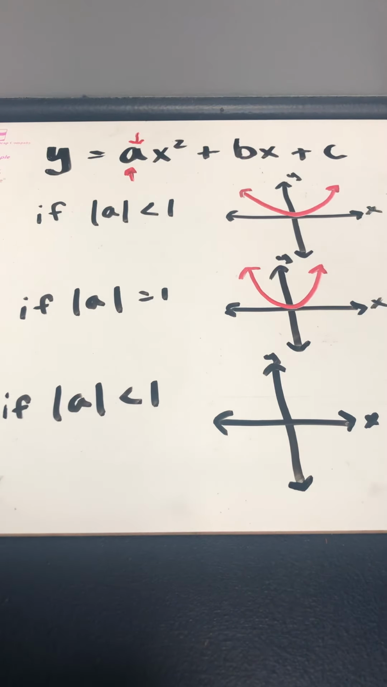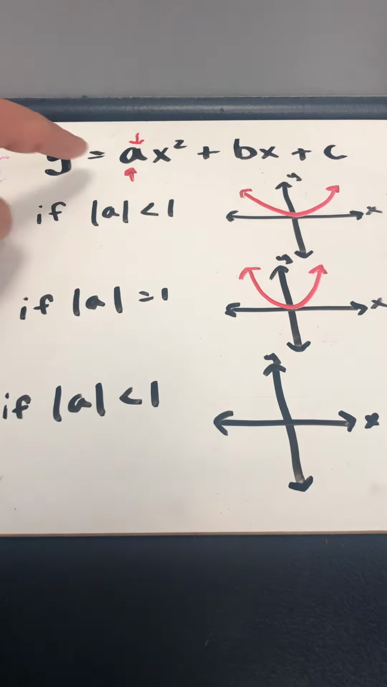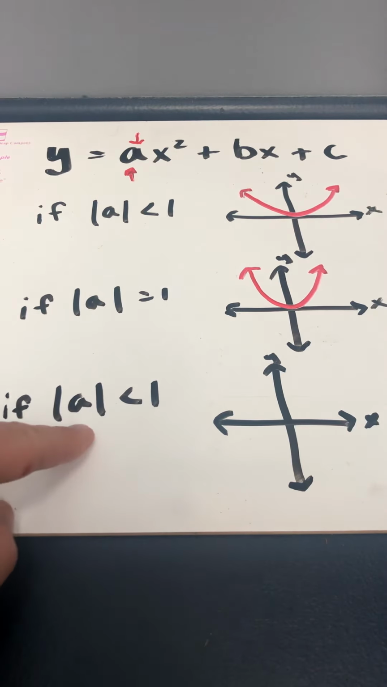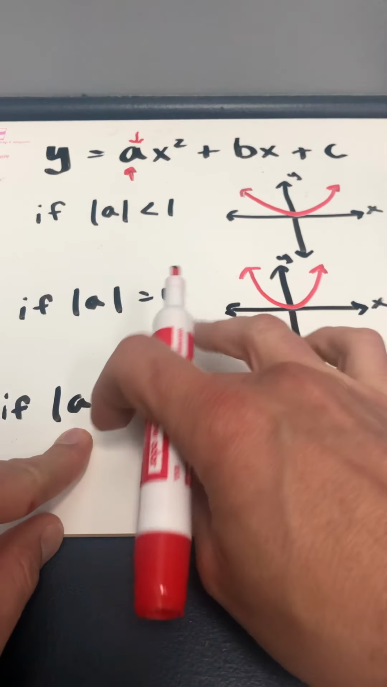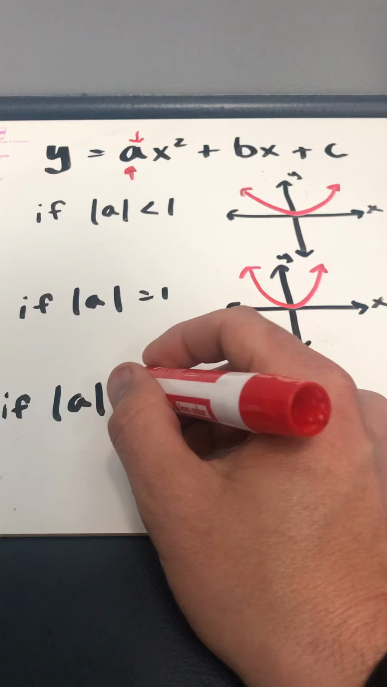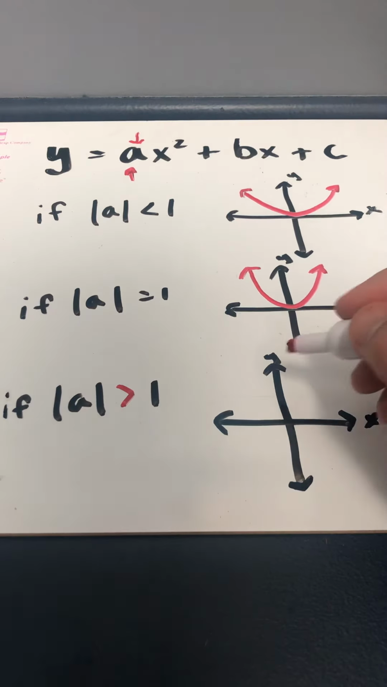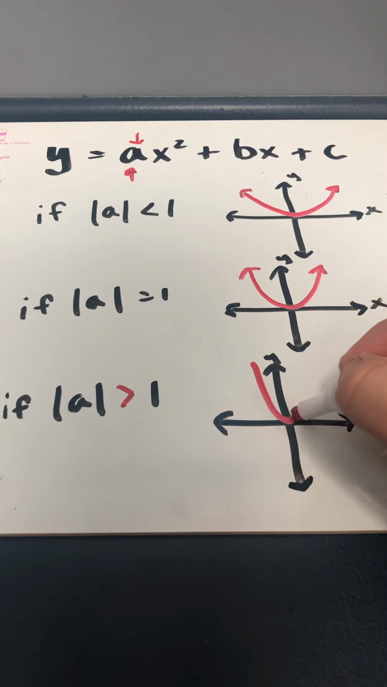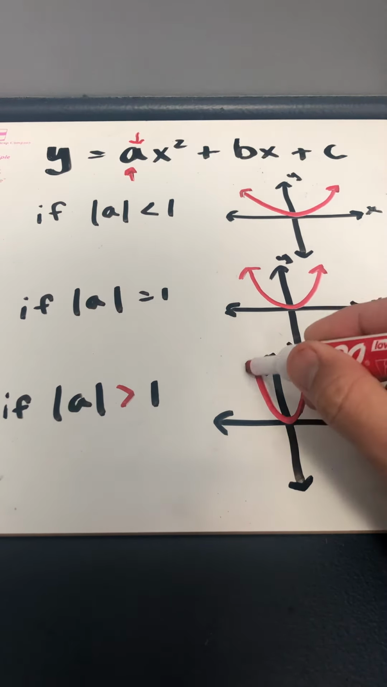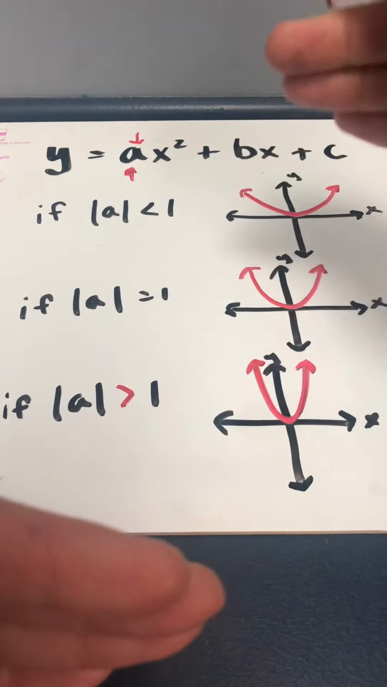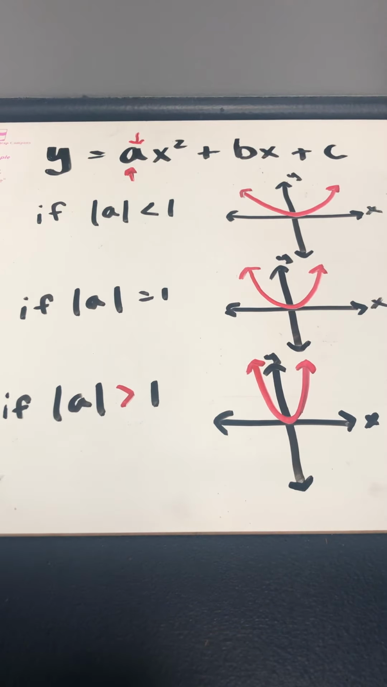wider. In the case where we take the a value, take the absolute value of it, and the number that we're left with is greater than 1, then what we find is that the parabola has been vertically stretched. And what we'll have is a graph that appears much skinnier because all of the heights have been maybe doubled or tripled or something like that.